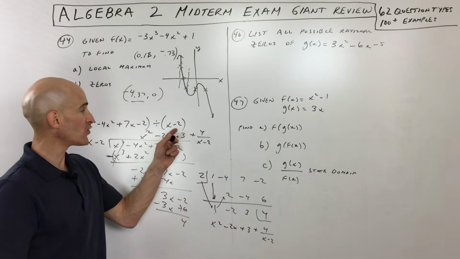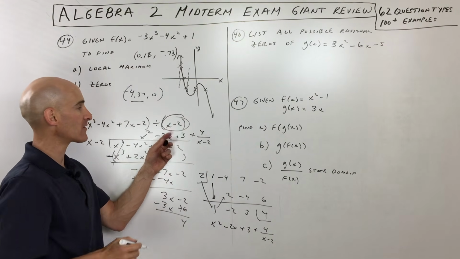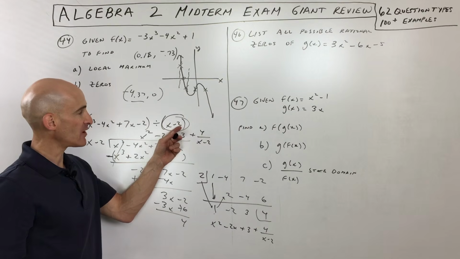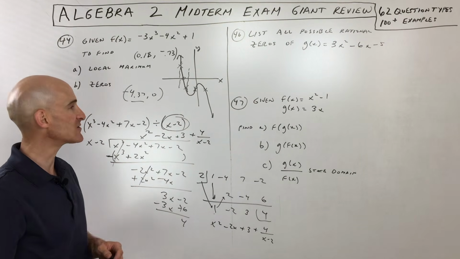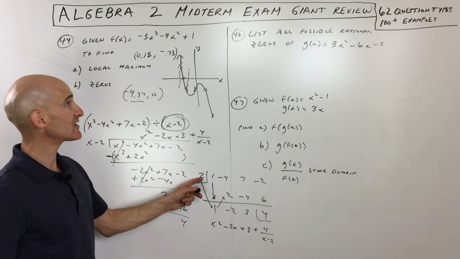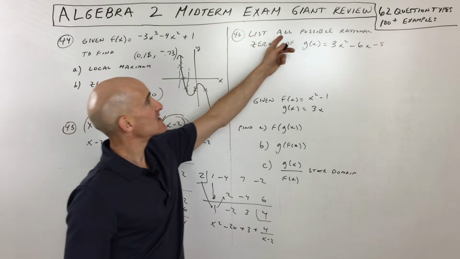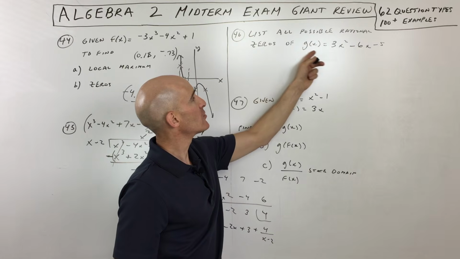This is a little bit quicker, but this only works if you're dividing by a linear factor. And so if it's x plus 2, this would be a negative 2. If it's x minus 2, it's positive 2. That sign changes to the opposite. So we've got long division, synthetic division. Number 46, it says list all possible rational zeros of this function.